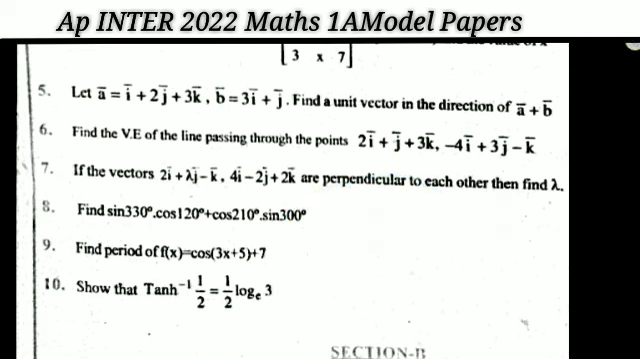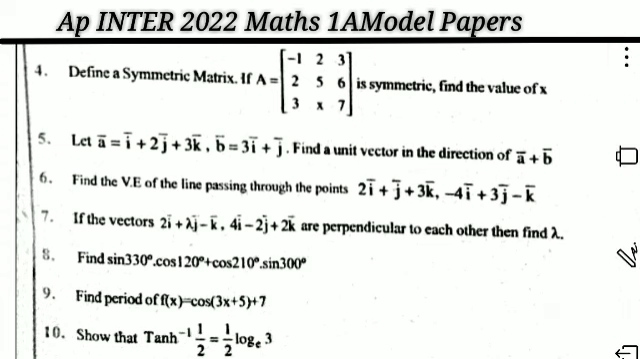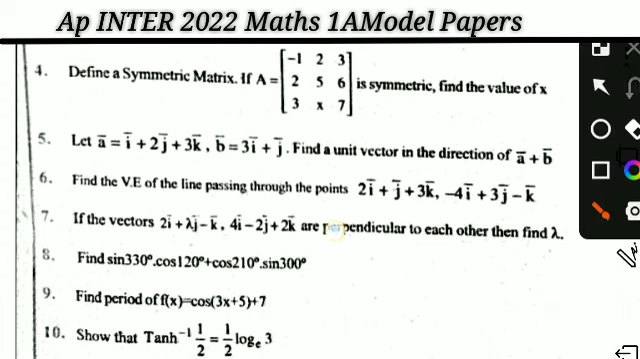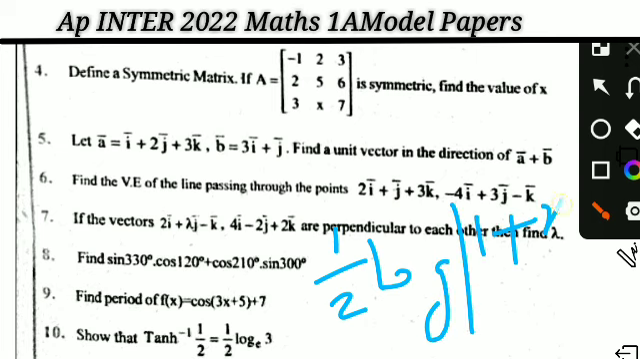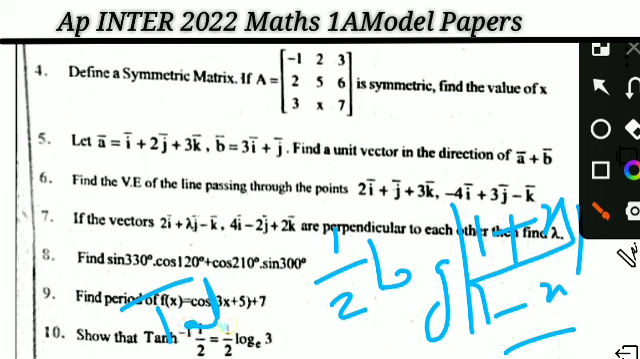Next one, prove that tanh inverse 1 by 2 is equal to 1 by 2 log 3. What is the tanh inverse x formula? Tanh inverse x is equal to 1 by 2 into log of (1 plus x) by (1 minus x). This is the formula for the tanh inverse of x. Here we want the value of tanh inverse of 1 by 2. That is, we have to replace x with 1 by 2.